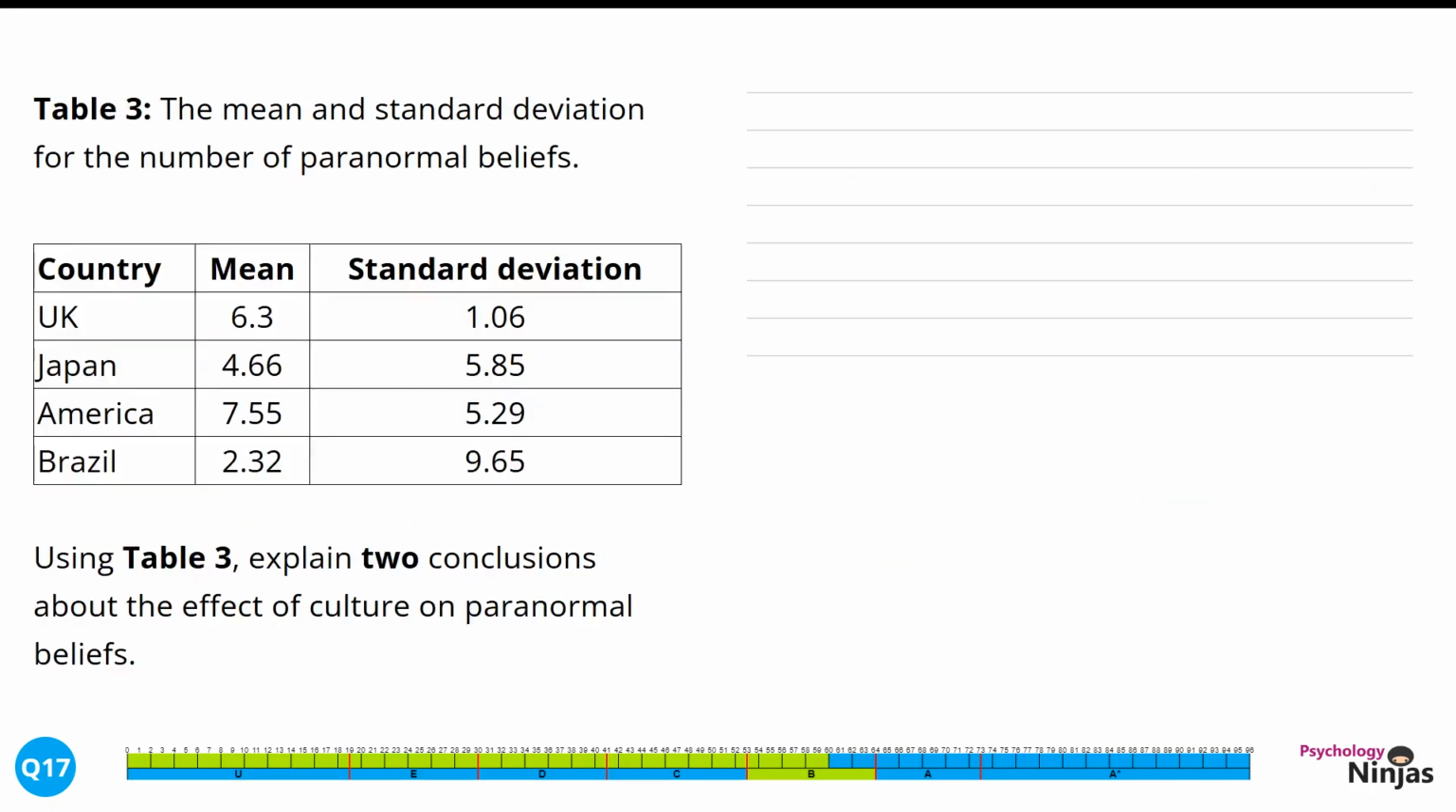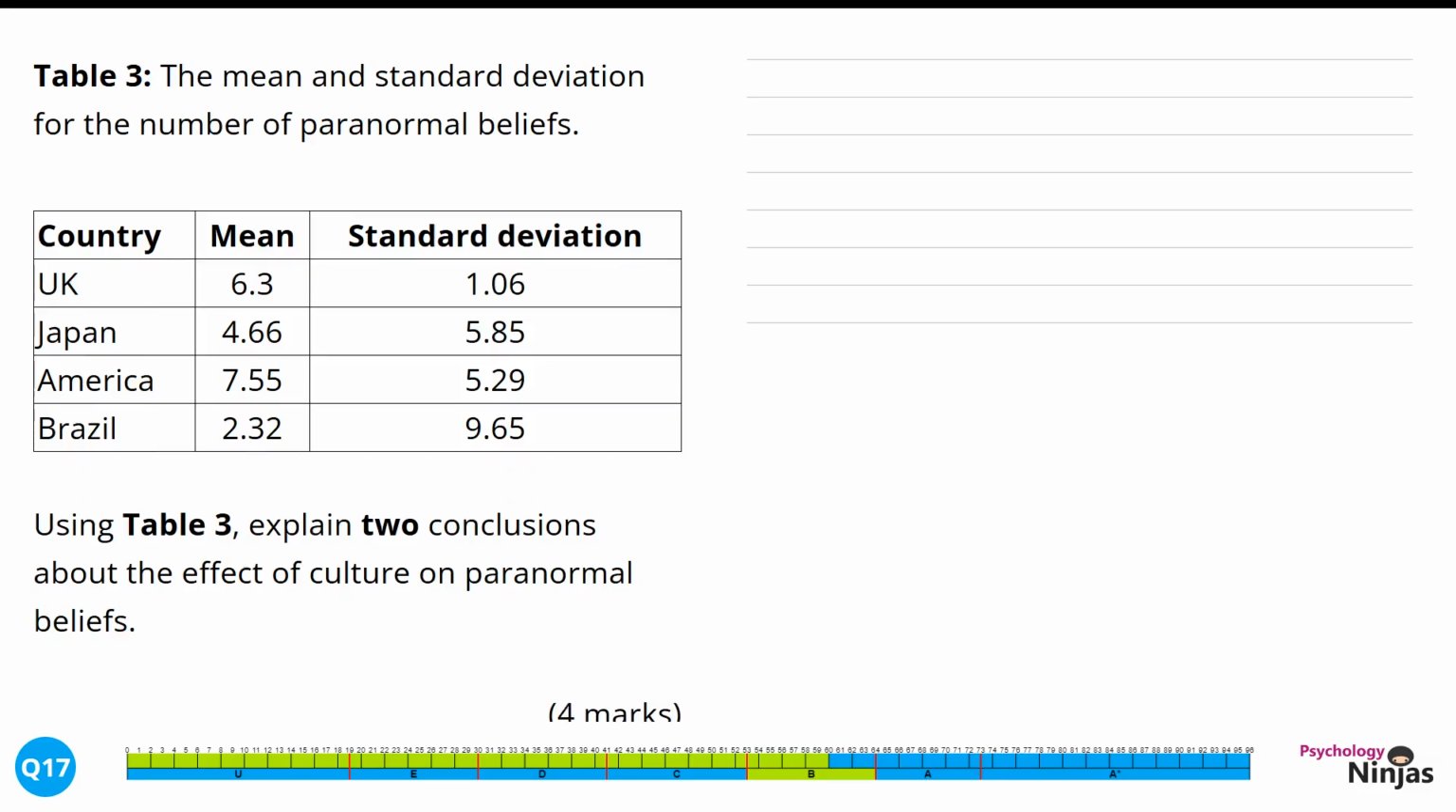Table 3 shows the mean and standard deviation for the number of paranormal beliefs. The UK has a mean of 6.3 and a standard deviation of 1.06. Japan has a mean of 4.66 and a standard deviation of 5.85. America has a mean of 7.55 and a standard deviation of 5.29. Brazil has a mean of 2.32 and a standard deviation of 9.65. Using Table 3, explain 2 conclusions about the effect of culture on paranormal beliefs, 4 marks.